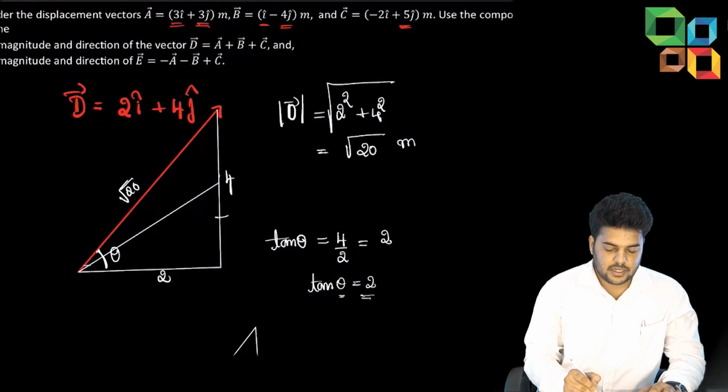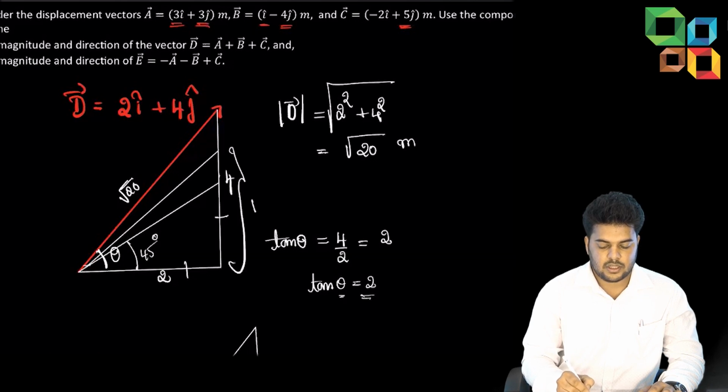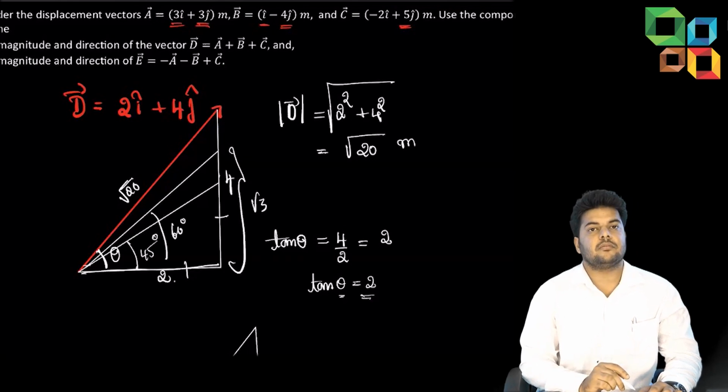When these two sides were equal, this angle was 45 degrees, isn't it? Now we are increasing the ratio a little bit. Root 3 is greater than 1, so we are increasing the ratio again. So let's say this entire length is root 3 times this length. Then the angle becomes 60 degrees.